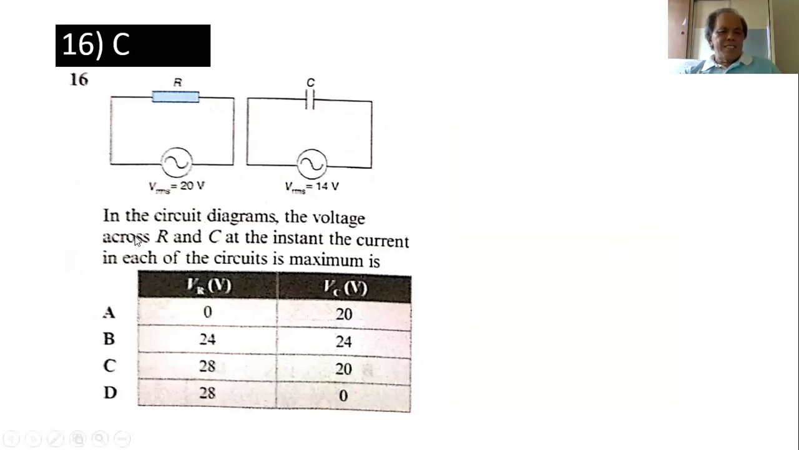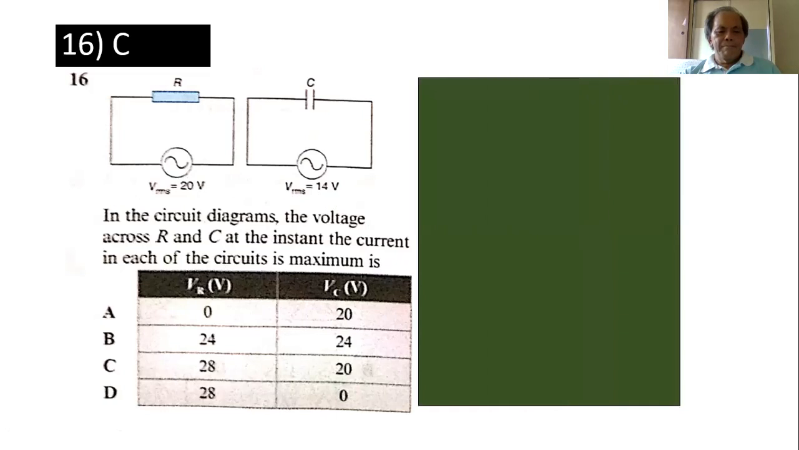You are given the circuit, the voltage, R and C. This is your R, this is your C. At the instant the current in each circuit is maximum, the root mean square value is given. So you want to calculate your VR and VC. What's the answer?